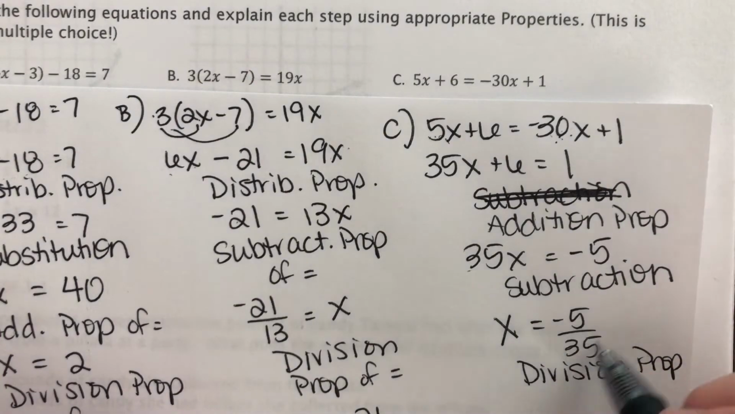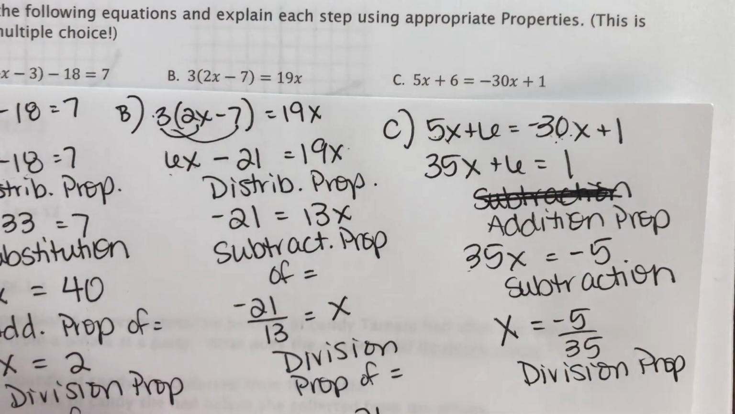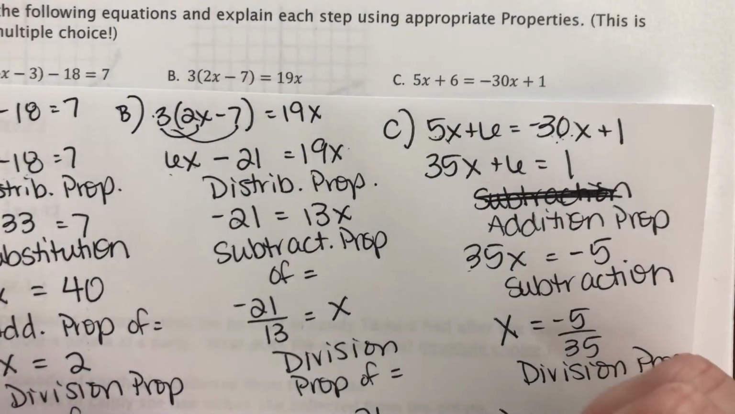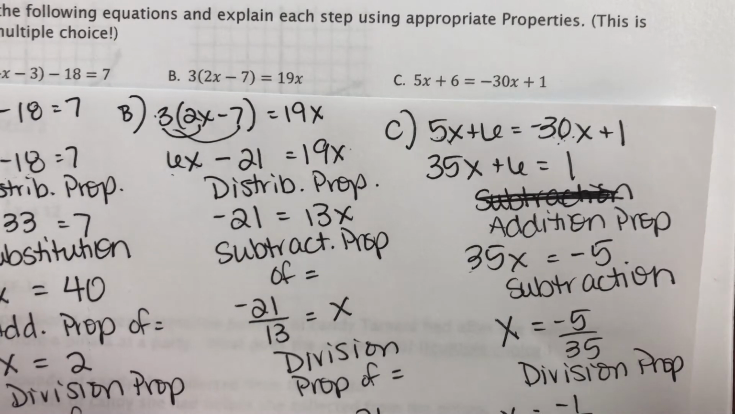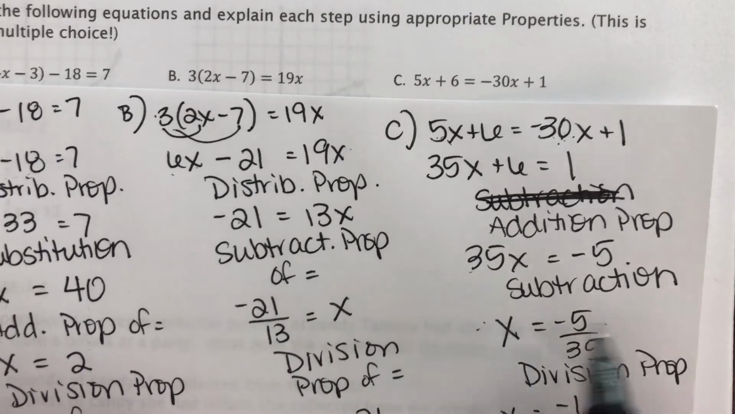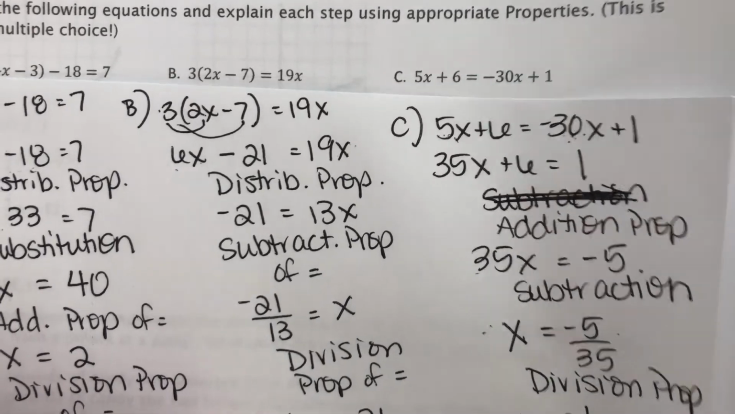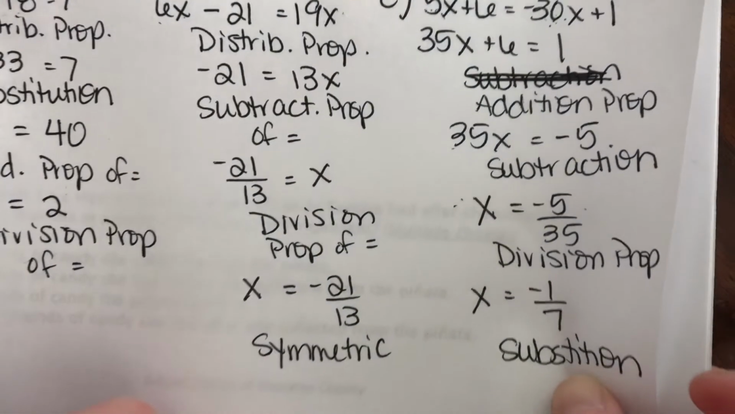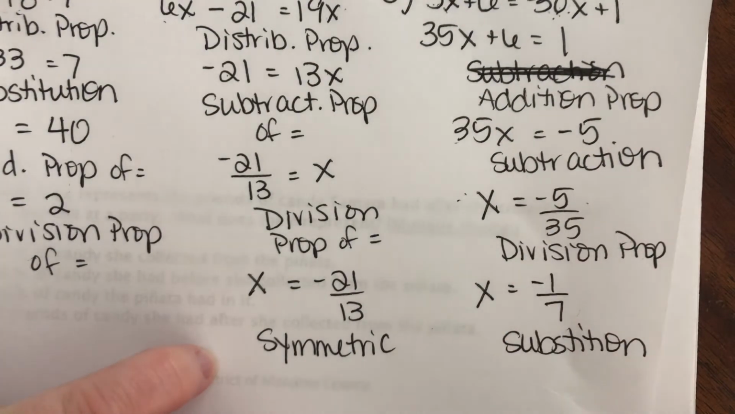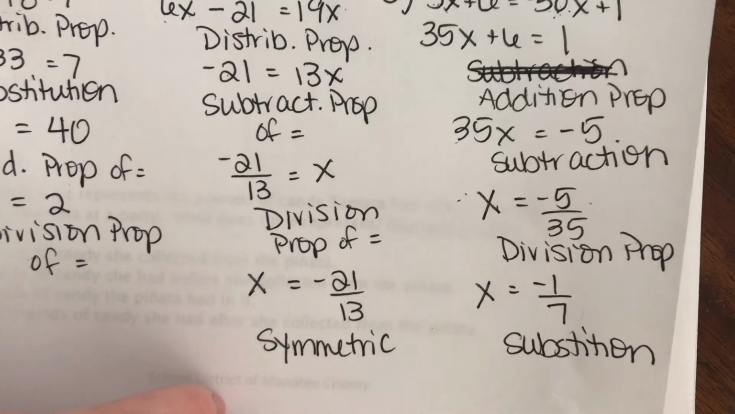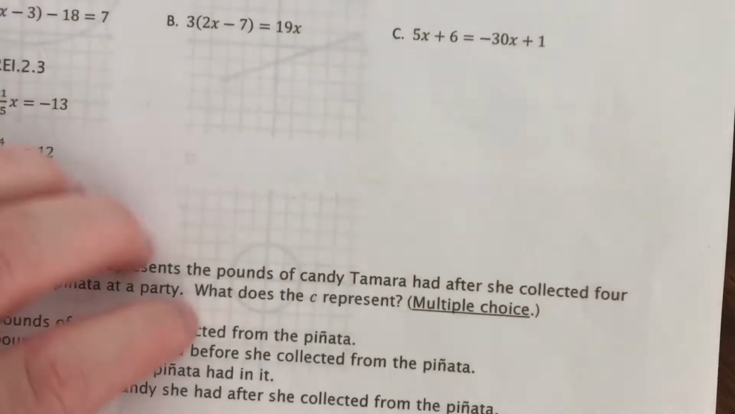And then lastly, I want to simplify that. I can divide the top and the bottom by 5. So I'm going to get x equals negative 1 over 7. And that's just substitution. I didn't divide both sides of the equation by the same thing. That would have been the division property. All I did was take one side of the equation and change the way it looked. Replaced it with something it was equal to. So that's substitution. Okay, so that's all you had to do for problem 6 on your review.